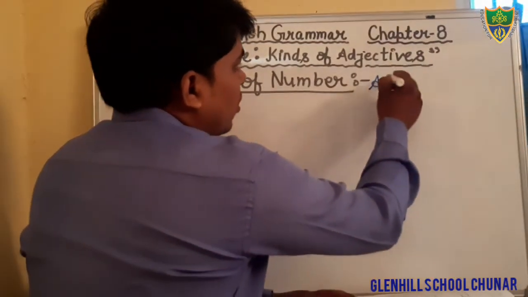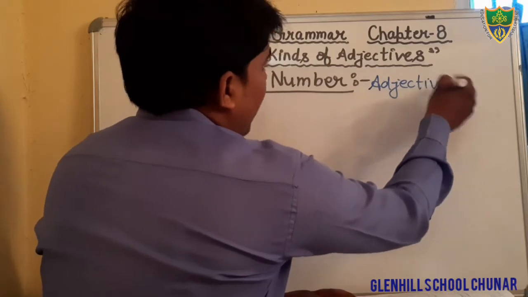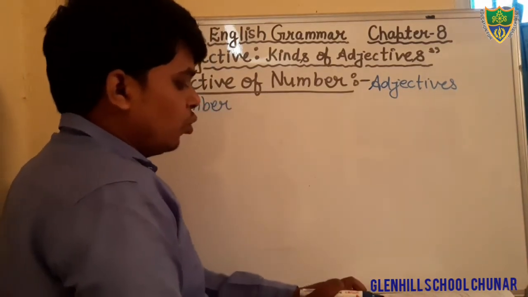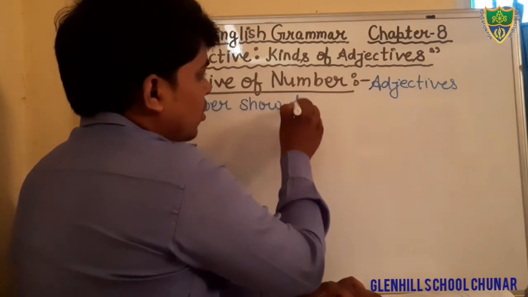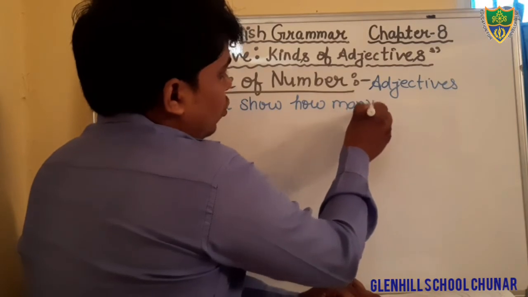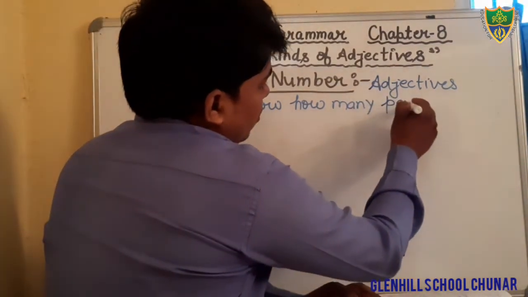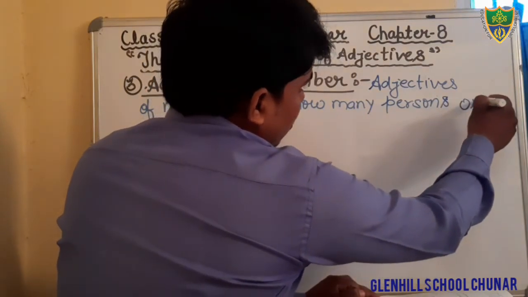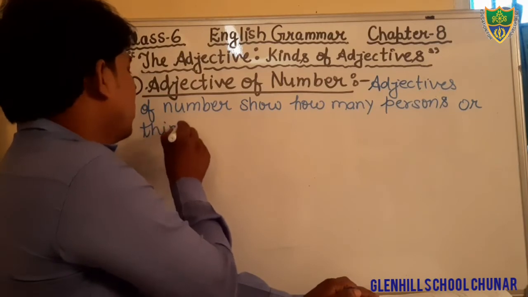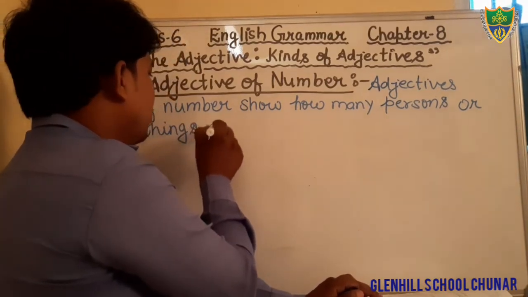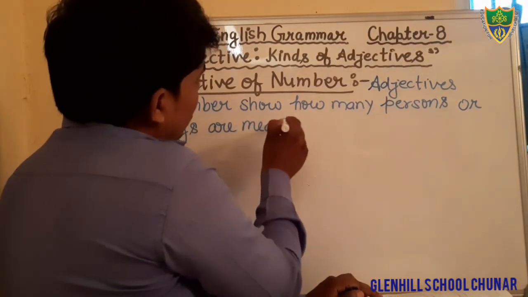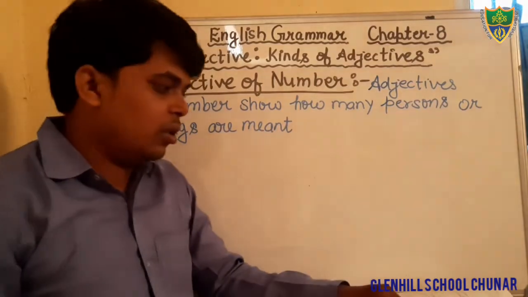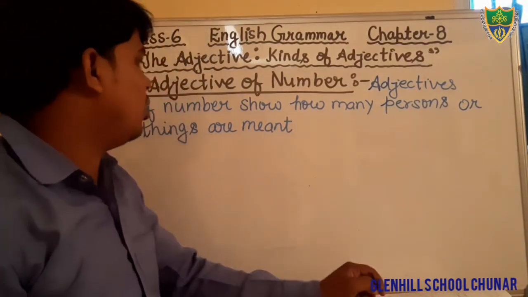Adjective of number shows how many persons or things are meant. Just see, adjective of numbers shows how many persons or things are meant. Okay, how many persons or things are meant.